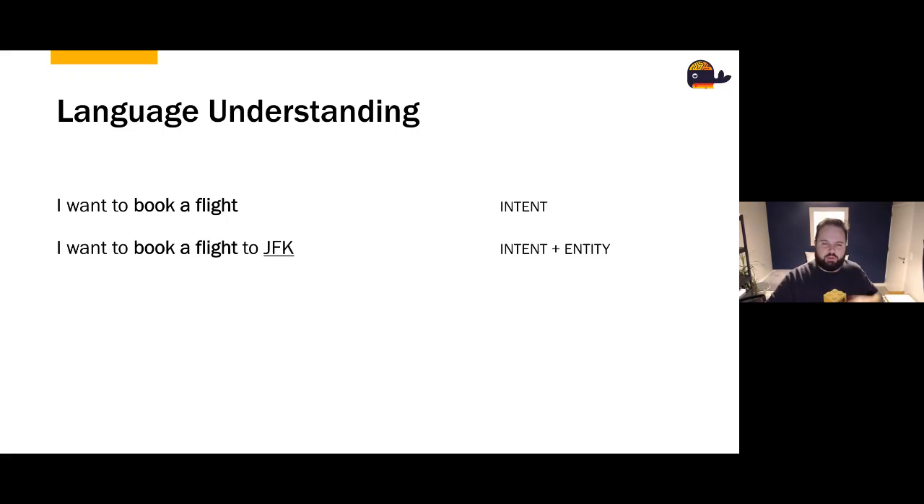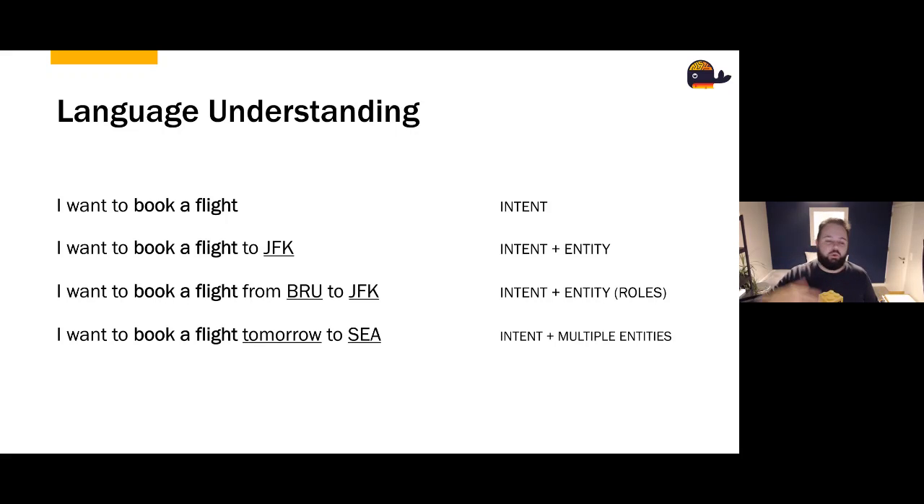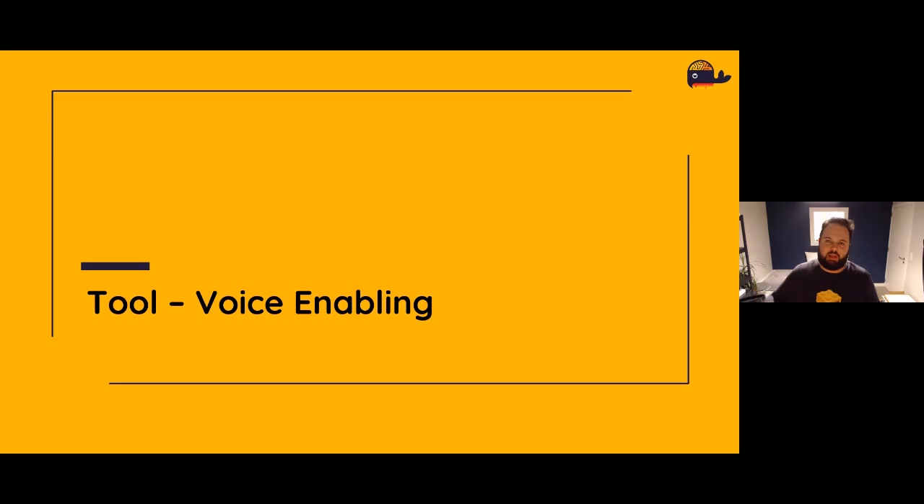Now we can also enhance that with multiple entities, the same entities but with different roles, like from airport and to airport. This can also be trained within LUIS to make your chatbot smarter, or we can even extend it by adding multiple entities, so we can also extract the time of when you want to fly. Of course, we have full voice enabling also, and the next step of a chatbot is a voice bot.